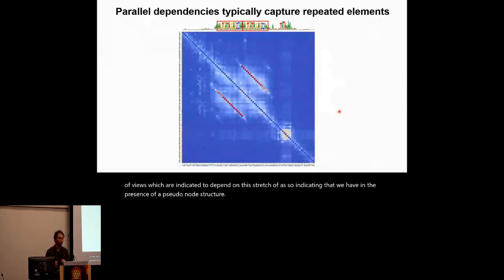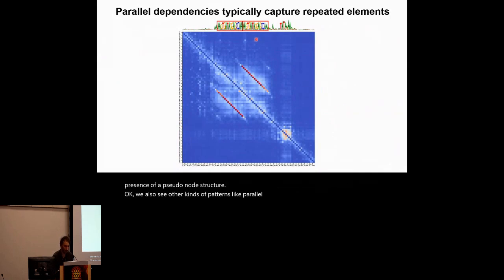Okay, we also see other kinds of patterns like parallel dependencies. Here is an example of the reconstruction of a language model in a sequence where you have an element and its repeat right afterwards. When you have this, the first element of the repeat depends on the first element of the other repeat. The second element of one repeat depends on the second element of the other, and so on and so forth. And it creates this parallel dependency pattern.